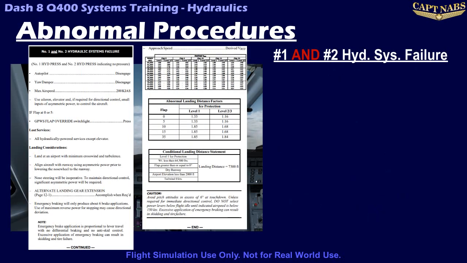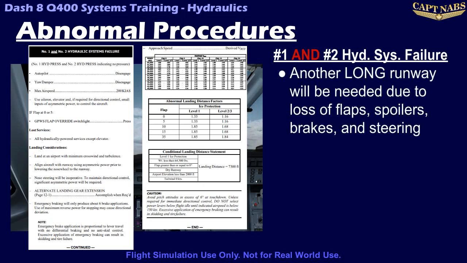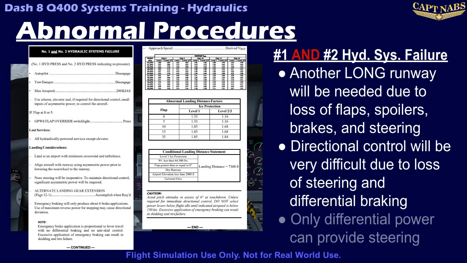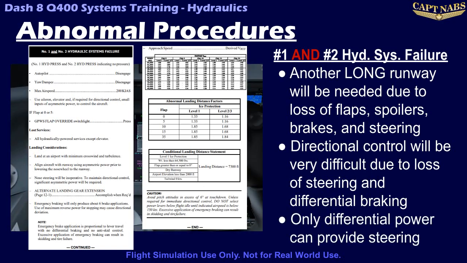Again, a long runway will be required due to the loss of normal braking and spoilers, as well as nose wheel steering. The flaps will also be stuck in their last position, which will also likely add to the landing distance required. Steering on the runway during landing will be especially difficult, as both nose wheel steering and differential braking will be unavailable. Only asymmetric power can maintain directional control on the runway, and this asymmetric use of power will also likely increase the landing distance even further, so selecting a long runway with minimal crosswind will be a top priority during this unlikely but not impossible scenario.